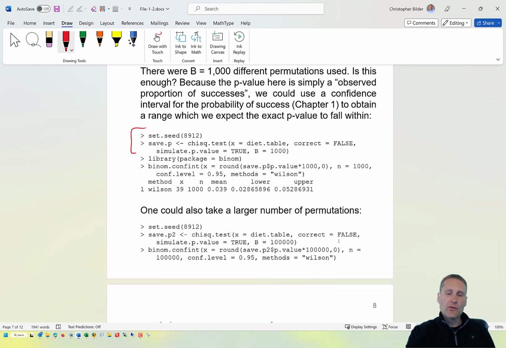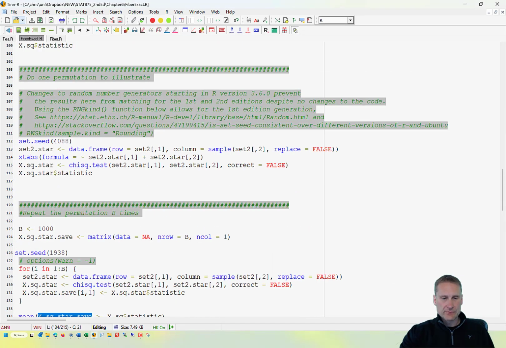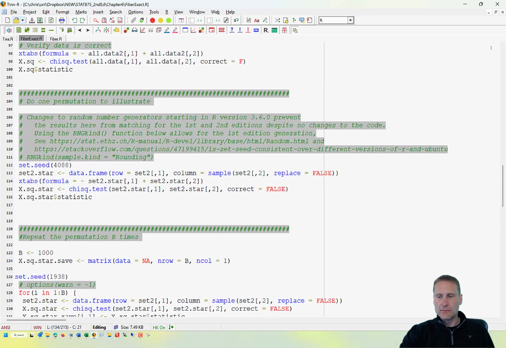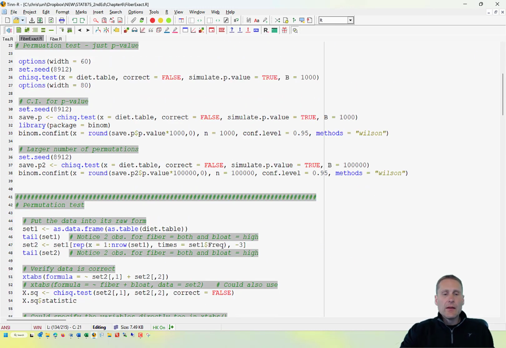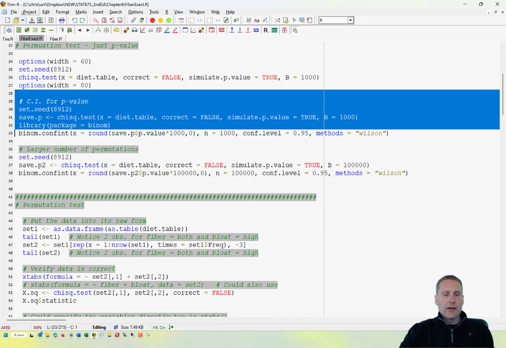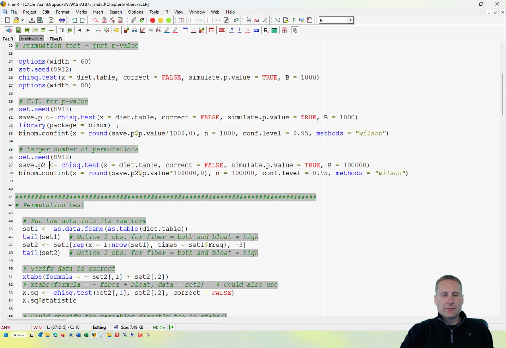So I'm going to reproduce what I had just done. I'm going to save the results now into save.p. Then from the binom package, I'm going to use my binom.confint function so that I can go ahead and find the confidence interval. I'm going to use a Wilson confidence interval. So let me run that segment of code that we just talked about.